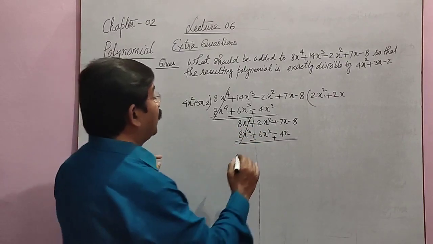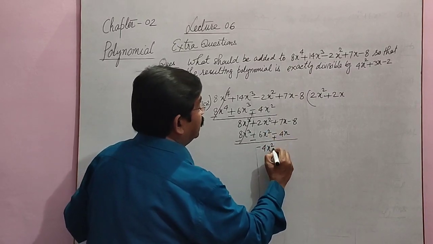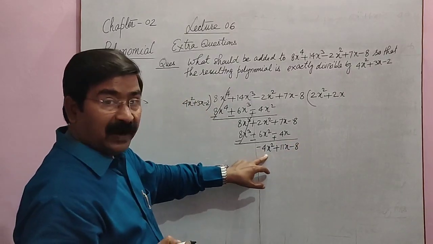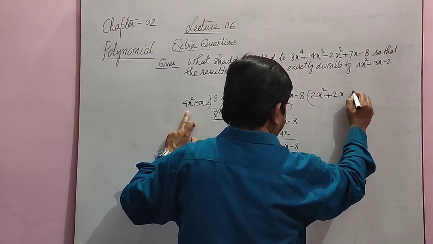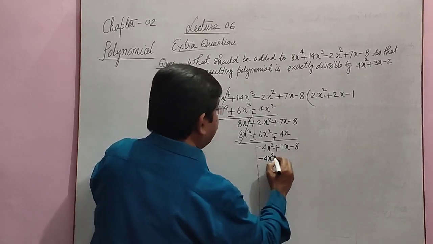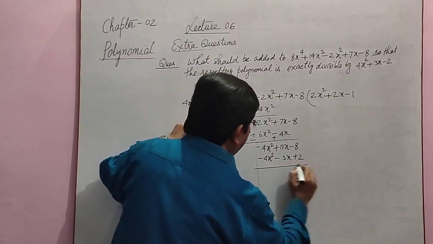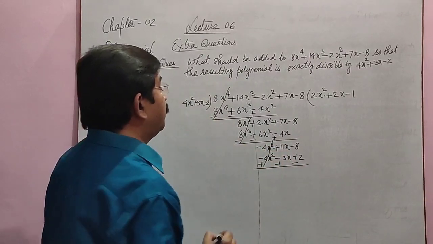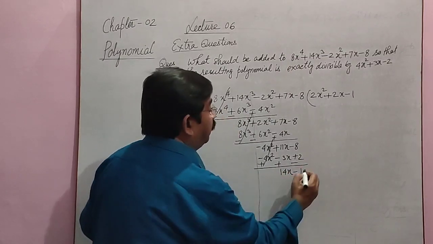2x square minus 6x square. We have minus 4x square plus 4x plus 7x plus 11x and minus 8 is left. We have minus 4x square. Here we have 4x square minus time, that is minus 1 time. So we have minus 4x square minus 3x and plus 2. Subtract again, plus and minus. This will go 11x plus 3x 14x and minus 10.